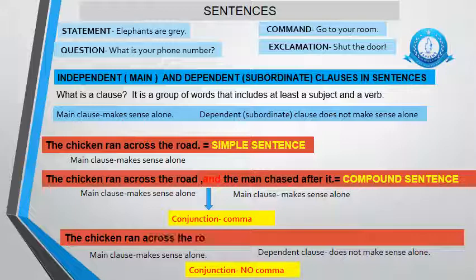Look at the third one. The chicken ran across the road and looked for her chick. Now this is your complex sentence. Why? Because it's those sentences that have a mixture of one or more main clauses and a dependent clause together. We used "and" here. Yes, we did use a conjunction here. Did we use a comma? No. Why? Because in this sentence, we have a dependent clause at the end. We only use a comma when there are two main clauses, two independent clauses, in the sentence. And that's what we're going to look at in detail.